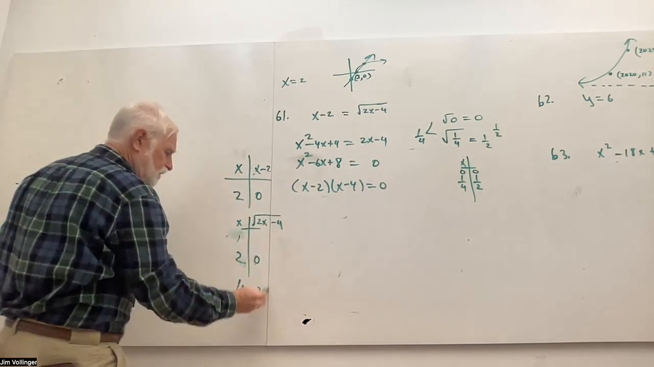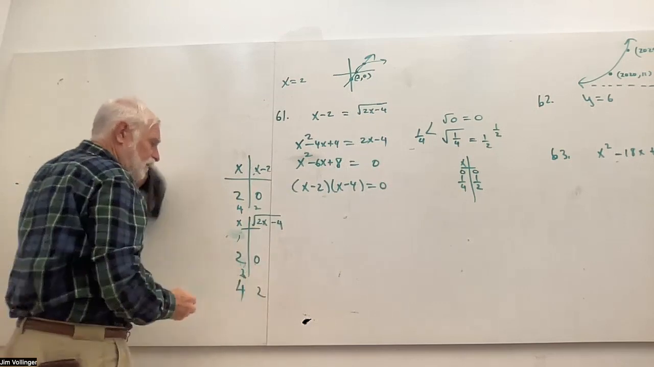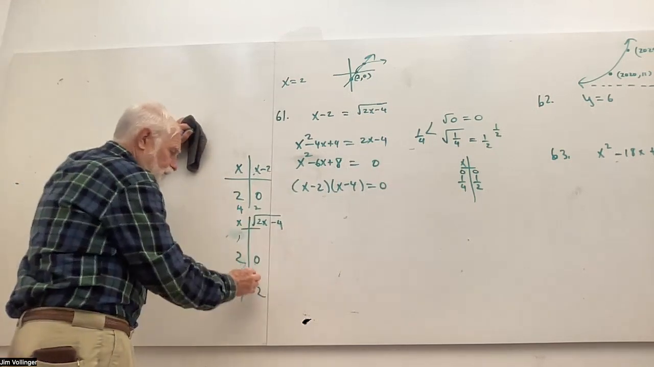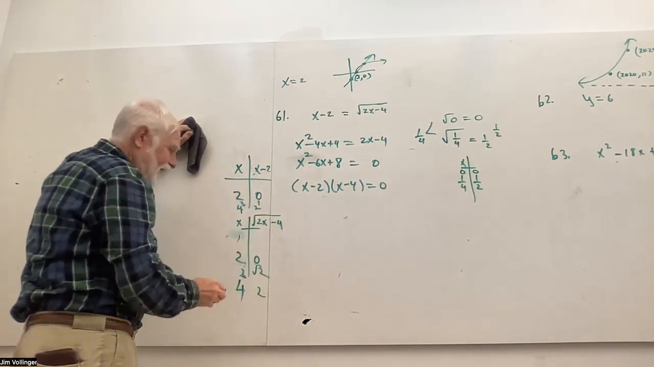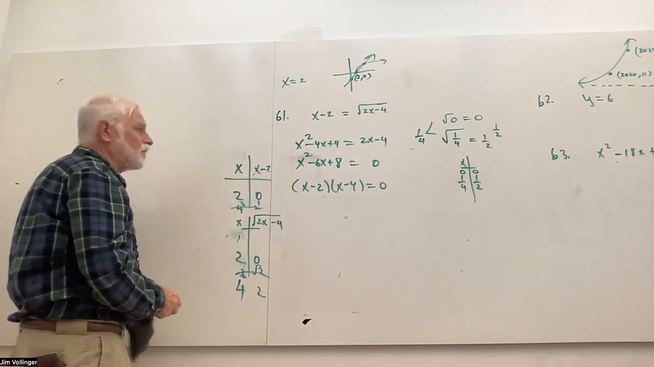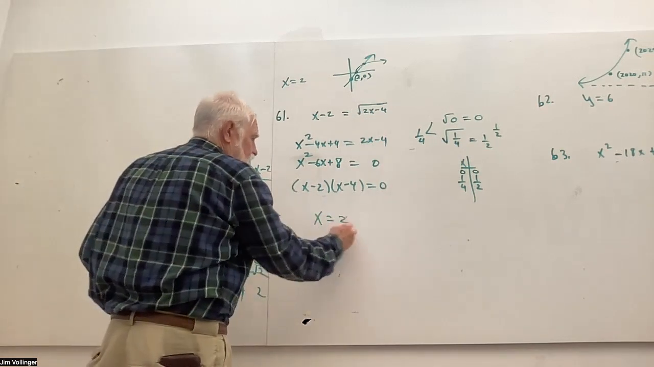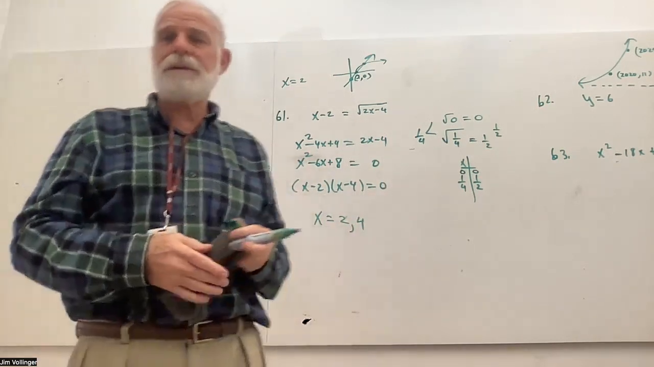8 minus 4, that gets me 2, and 4 minus 2 gets me 2. I bet you 3 is not equal. 6 minus 4 is 2, the square root of 2, and a 3 up here gets me 1. Yeah, that doesn't work. And I don't think any others are going to work other than x equals 2 and 4. Okay, so we talked about that.